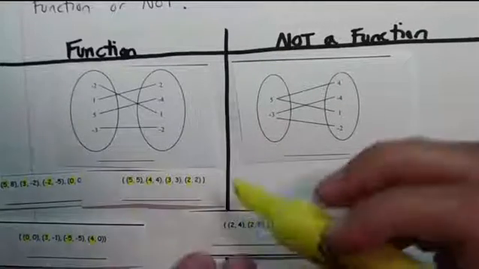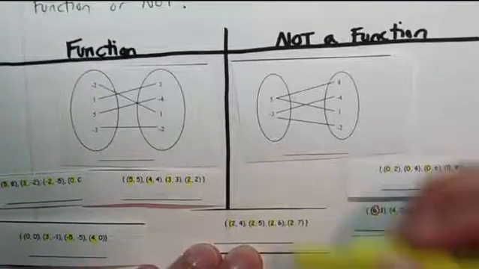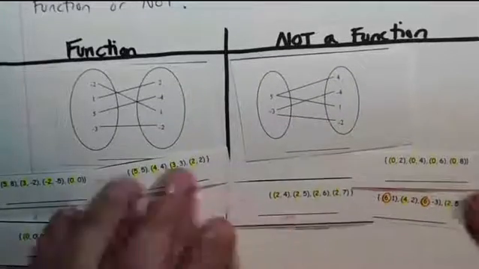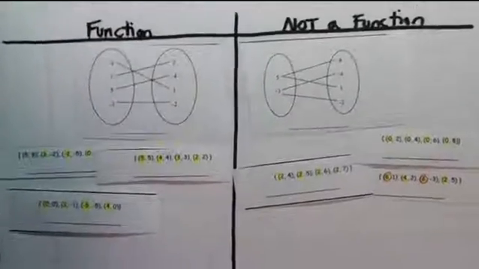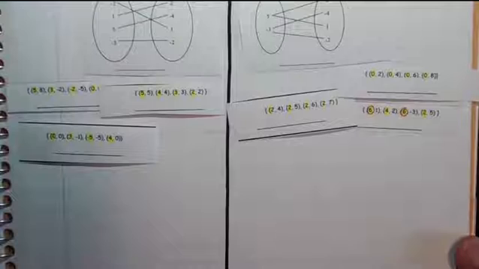It's (2, 4), (2, 5), (2, 6), (2, 7). All of the x values here are 2, which is a problem, so that's going to be on the non-function side. So you should have had 3 and 3 for the ordered pairs. Okay, now let's keep going. Let's go to the XY tables now.